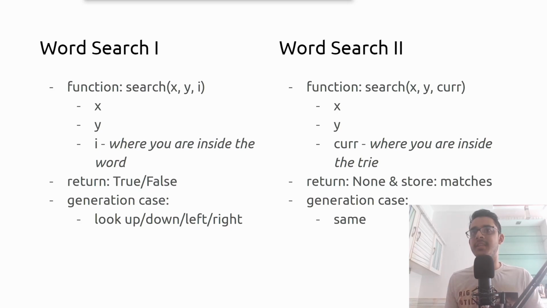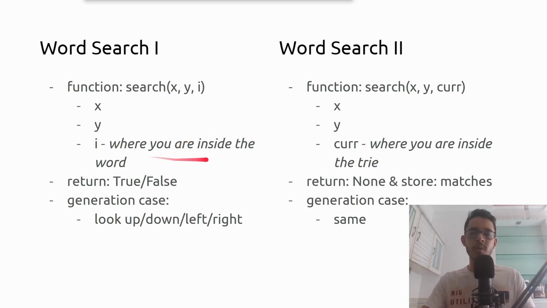Now, if you understand this well, the word search 2 solution is going to look extremely similar. The function search is still going to have this x, y, and current. Now, this current is very similar to the i. x and y simply mention where you are inside of the board as before. The current mentions where you are inside of the trie data structure.